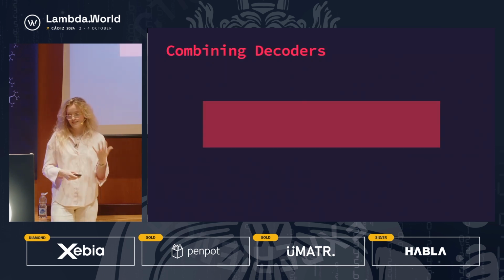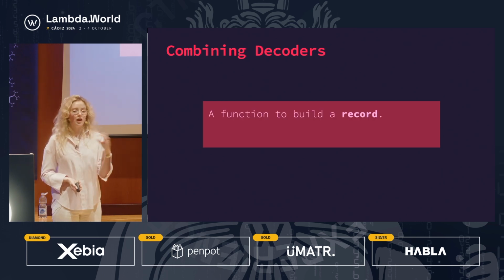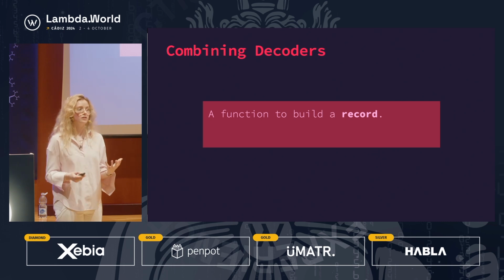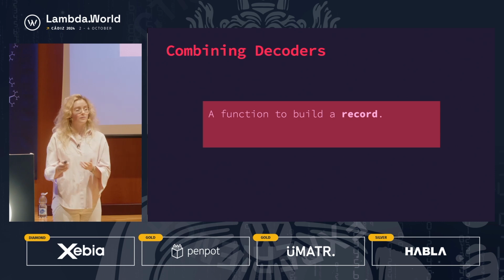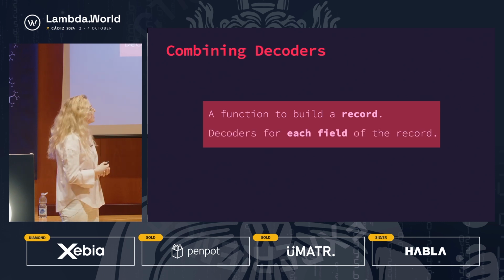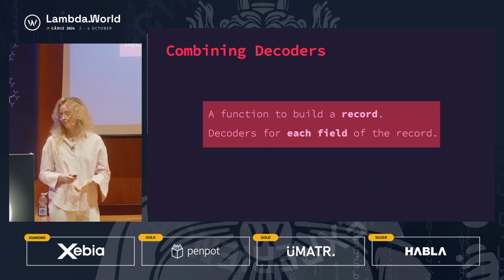Again, we're going to have to satisfy some conditions for this function. The first thing we want to do is the caller has to tell us how are you going to actually build this record that you're trying to combine decoders together, and what do you want as your output. The next is the caller should also give us decoders for each of the fields in the record.